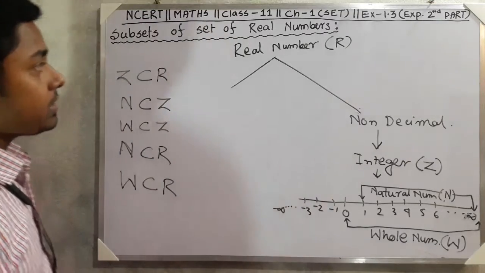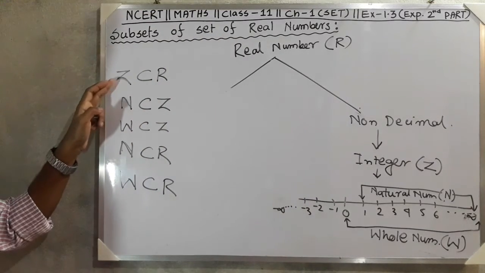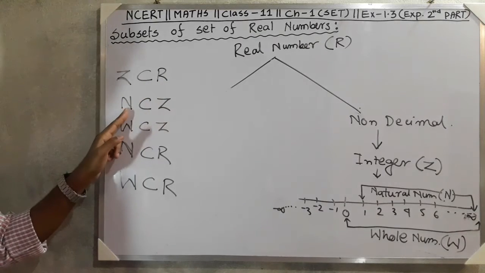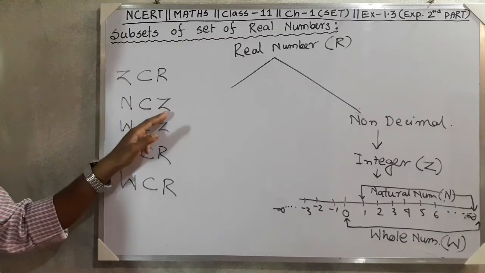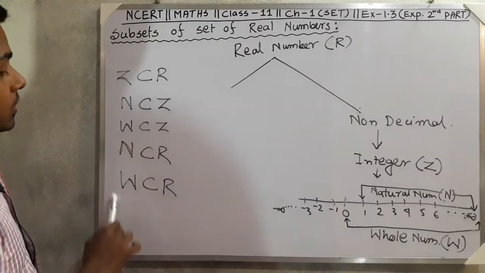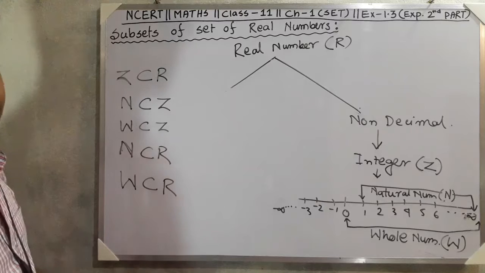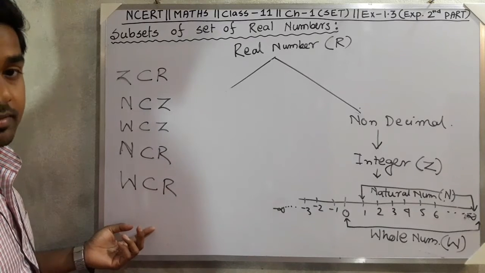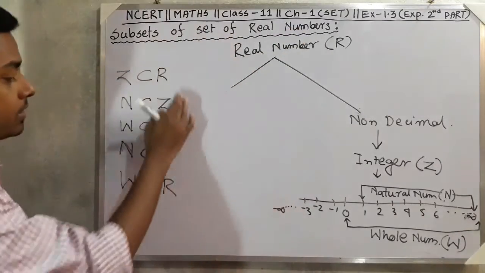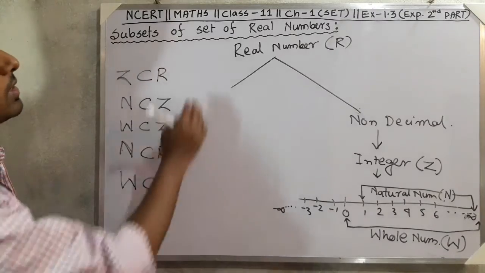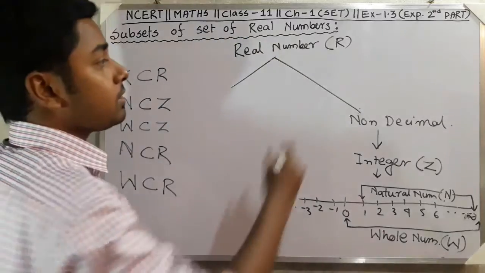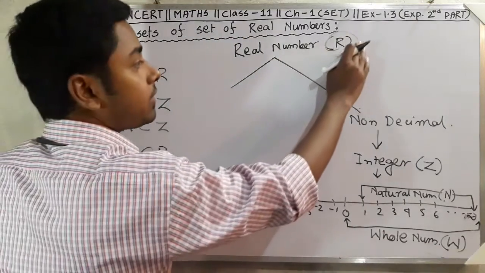So these are called what? Set of integer, subset of real numbers, that means Z is a subset of real numbers. Natural number, subset of real numbers. So these are the special mathematical sets. Okay, and these are the subsets of the set of real numbers. Set of real number means what?